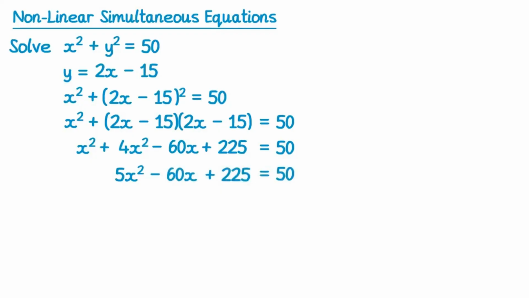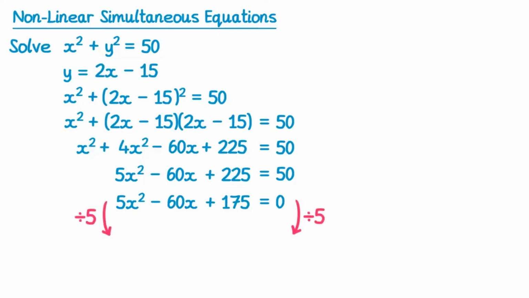We're going to get the right hand side equal to 0, so we need to subtract 50 from both sides. So we have 5x squared minus 60x, and if you subtract 50 from 225, you get 175. And if you subtract 50 on the right hand side, you get 0. Now this quadratic equation looks quite scary, especially if I said to factorize it. It is possible, but we can make it much easier. Notice how all of the terms have a common factor of 5. This means we can divide by 5 on both sides.